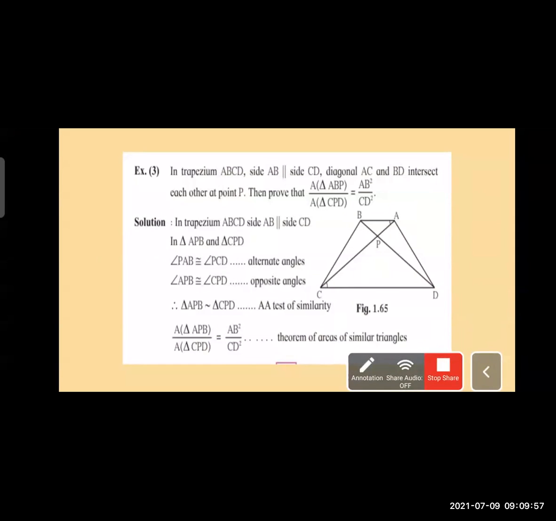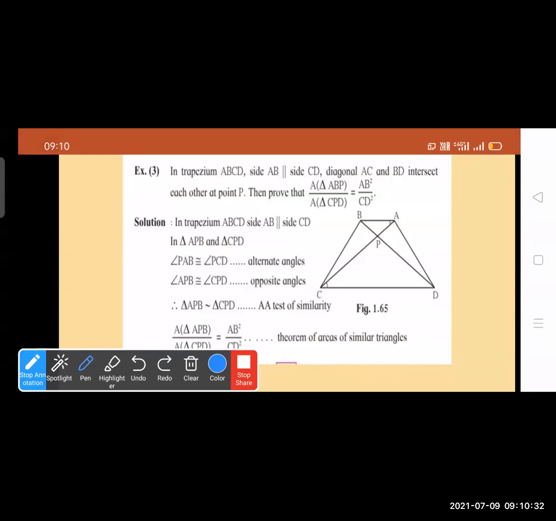In trapezium ABCD, side AB is parallel to CD and diagonals AC and BD intersect each other at point P. Then prove that the ratio of area of triangle APB to the area of triangle CPD is equal to AB square by CD square. So from the given condition, first we write in trapezium ABCD, AB is parallel to CD. If we consider these two triangles, which two triangles?